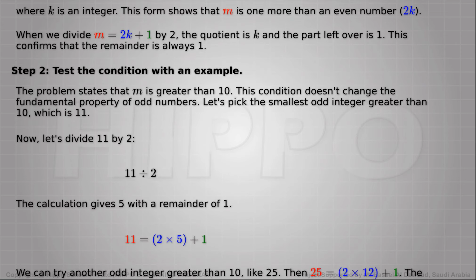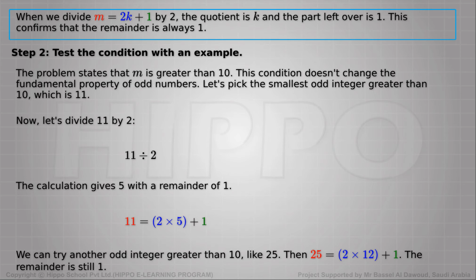So what happens when we divide our algebraic odd number m equals 2k plus 1 by 2? The 2k part divides perfectly by 2, giving us k. But then we have that plus 1 left over. That's our remainder. So no matter what integer k is, the remainder will always be 1. This confirms our definition from the first step.